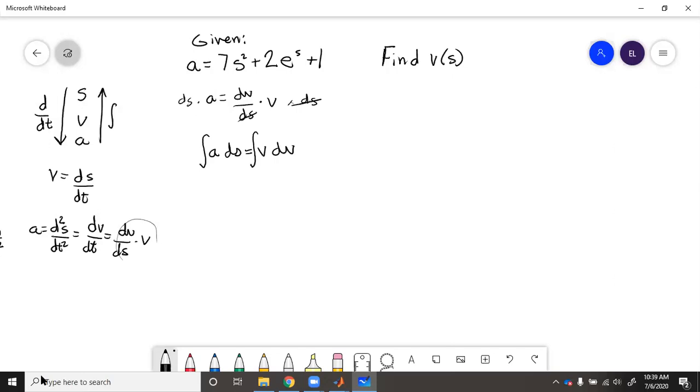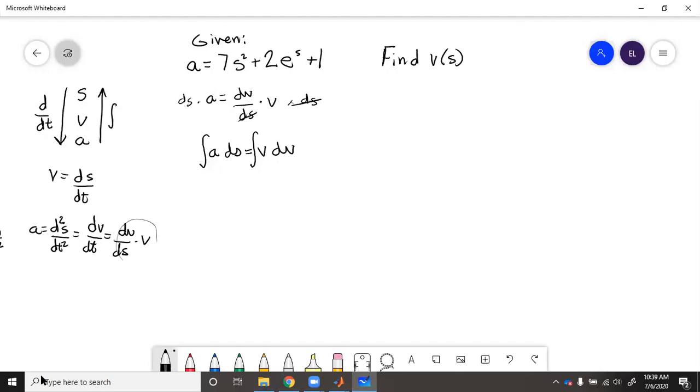Now, one thing to note is here, you see we have v and dv on this side, and then we have a and ds. You need to keep similar variables on the same side of the equation. Since v and dv are both in this equation, they need to be on the same side. Because if you're trying to integrate v, then you have to integrate it with the dv. If you split it up, then it doesn't work right.